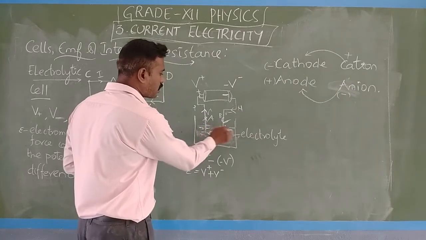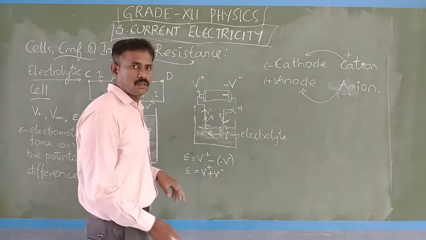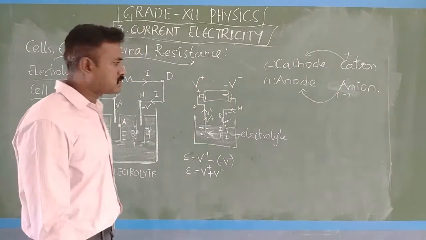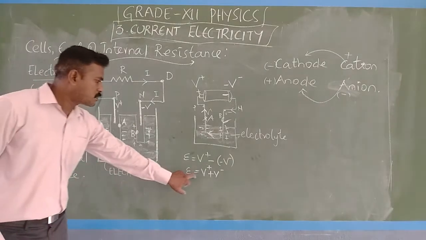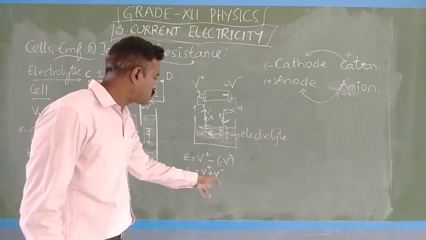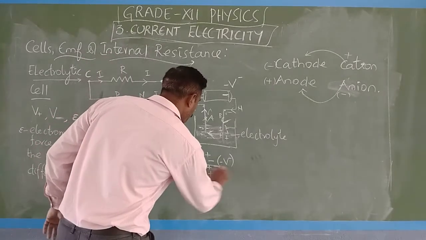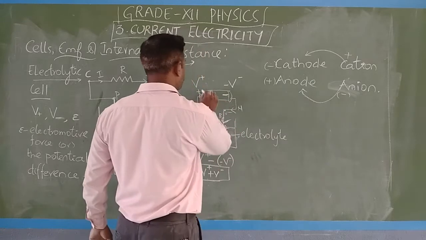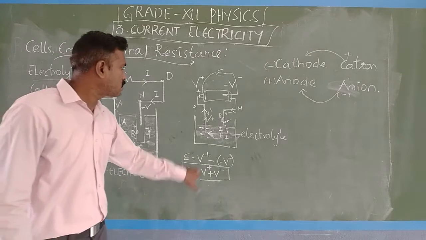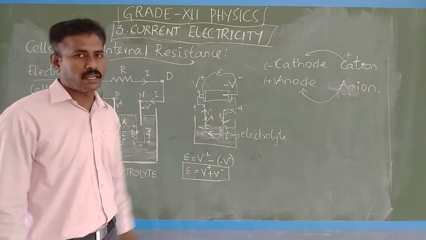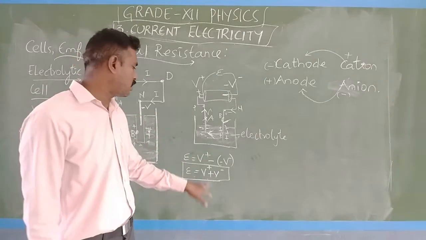So here the quantity of cations and anions are distributed and there is a difference in potential. The outside potential difference is the potential at this point, V plus, minus the potential at this point, V minus; combining these two gives V plus minus V minus. So this is the outer potential difference. This is how we can represent the potential difference of a battery. Now we can say 1.5 volt battery, 5 volt battery, 15 volt battery.